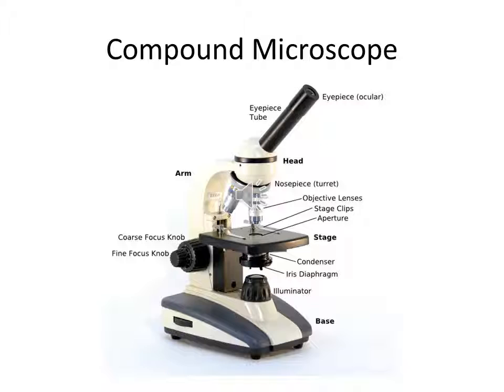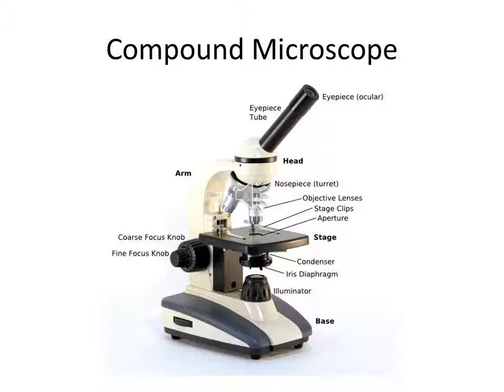Notice there's some stage clip there to keep the glass slide on the stage, and to be able to control it very well and not have it fall or have the sample move. You've got the aperture of the diaphragm that will allow a certain amount of light through. There's a condenser which also focuses the light in the iris diaphragm down below, and then finally at the bottom we see the illuminator, and that's part of the base, the bottom part of the microscope.